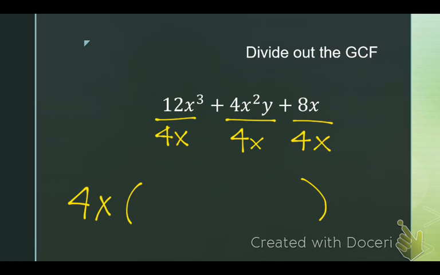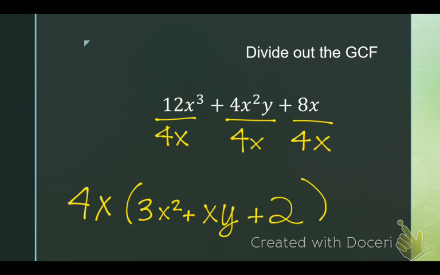So what is 12 divided by 4? 3. And then what is x cubed divided by x? X squared. 4 divided by 4 cancels out. Yeah, x squared divided by x. X. And then what do we do with the y? Yeah, you bring it down. Slide it down. I like it. And then last, 8x divided by 4x, which is 2.